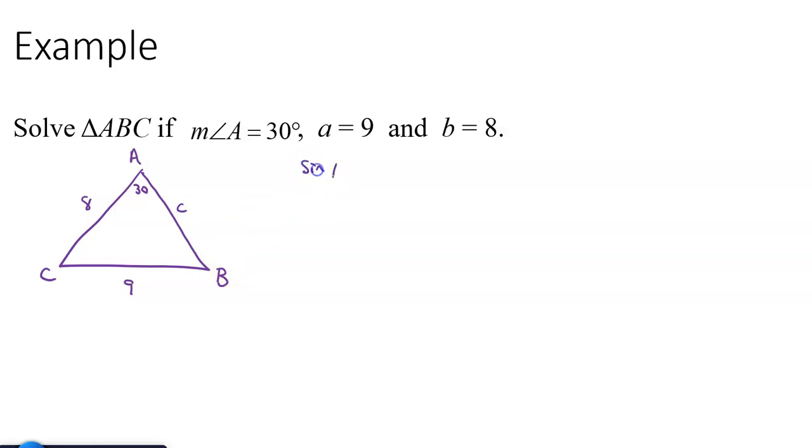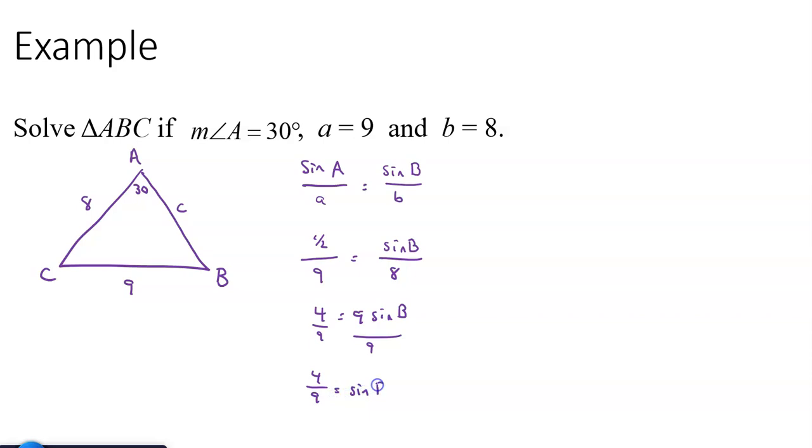So I get the sine of angle A over a equals, should be a lowercase a. Sine of A over a equals sine of B over b. So the sine of A is the sine of 30, which is a half, over 9 equals, I don't know what the sine of B is because I don't know what angle B is, so that's my variable, over 8. So 8 times a half is 4 equals 9 times the sine of B. Divide both sides by 9.